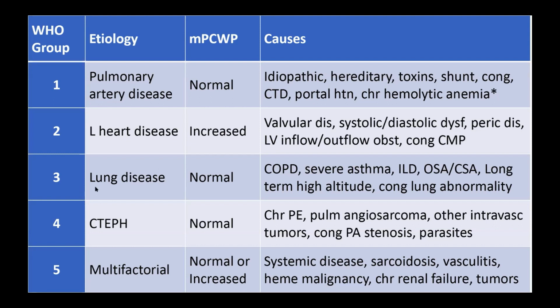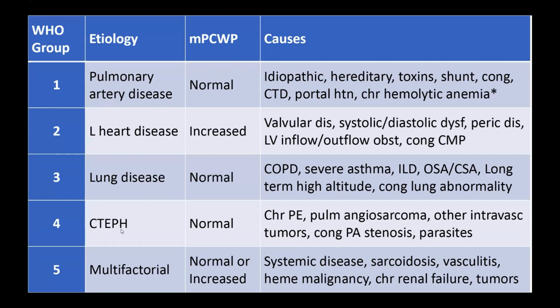Group 3 is pulmonary hypertension secondary to lung disease, most commonly COPD, but there are some places in the world where long-term high altitude exposure causes pulmonary hypertension in the majority of the population. Group 4 is chronic thromboembolic pulmonary hypertension, not only PEs, but also pulmonary angiosarcoma, other intravascular tumors, congenital stenosis, and parasites in some parts of the world can cause CTEPH.